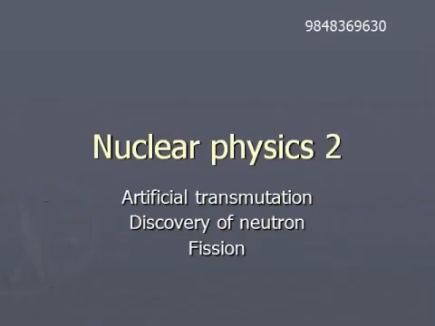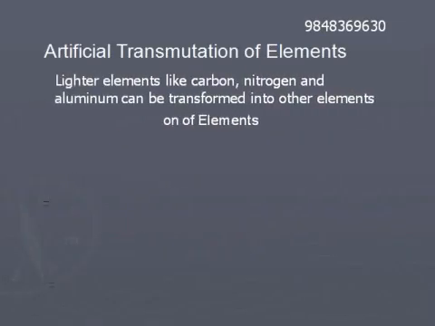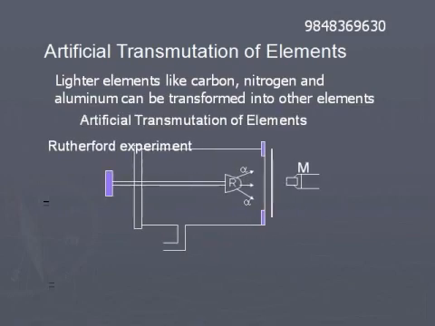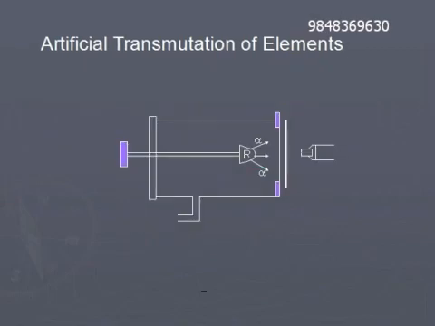Artificial transmutation of elements. Lighter elements like carbon, nitrogen, phosphorus can be transformed into other elements. Such a transformation is known as artificial transmutation of elements. To understand and study this, let us study Rutherford's experiment.